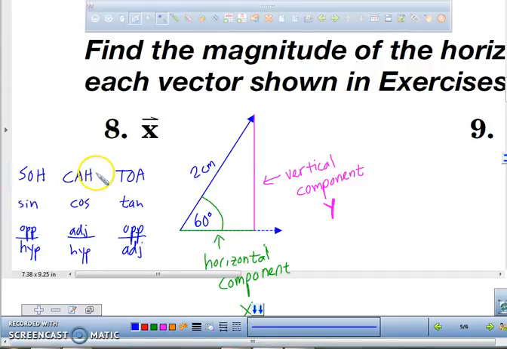You're either going to be using sine or cosine mainly when you're dealing with vertical and horizontal components, especially if they've given you your magnitude. Your magnitude right here is the hypotenuse. From the 60-degree angle, your vertical component, your y value, is going to be your opposite side, which means your horizontal component is going to be your adjacent side.